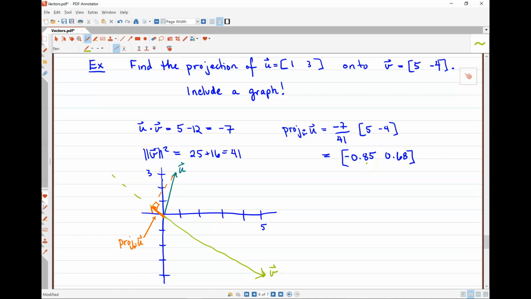So this is the answer I got. When I computed it out, I get a vector with components negative 0.85 in the x direction and then 0.68 in the y direction. And if I plot that, it is a vector that's pointing backwards a little bit. So that's that orange vector right there. And what's happening is when we project u onto the direction of v, that orthogonal projection, that perpendicular projection, is actually ending up coming down behind where v is, but in that same direction. So this is how we find projections of a vector onto another vector.